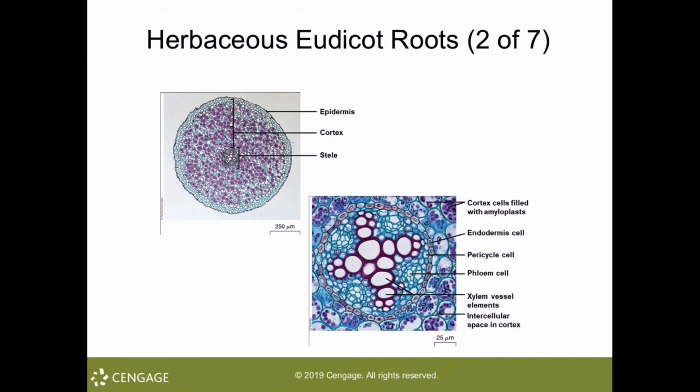From here, I'm going to zoom in to the stele of the dicot root. This is zoomed in quite far, at approximately 25 micrometers. To make sure I do my due diligence and review figure 36.3a, keep in mind that the cortex is what composes the bulk of this herbaceous dicot root.